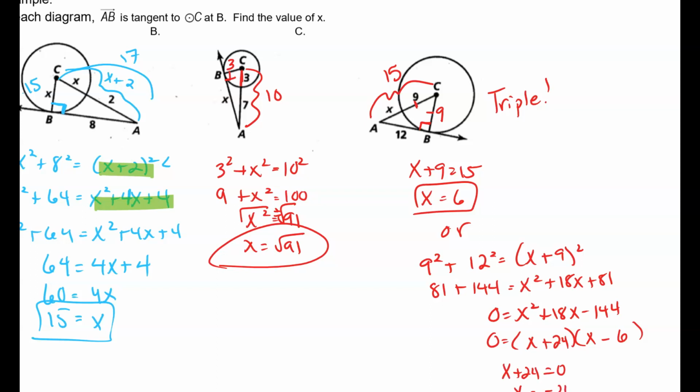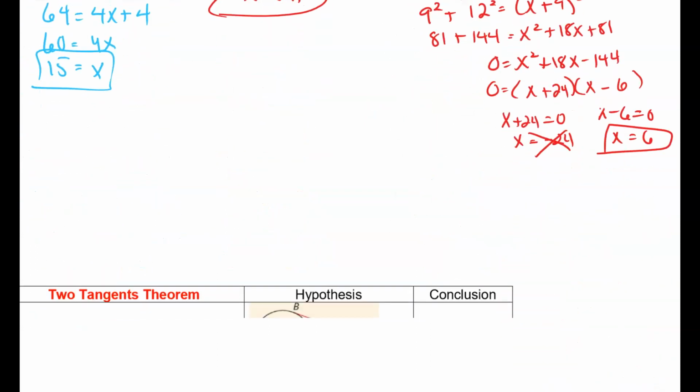x would equal -24. We couldn't have a negative length, right, my friends? And x minus 6 is equal to 0. x is equal to 6. So we could do it the long way. I don't know about you, knowing your triples sometimes pays. Now, just warning you, you might have to factor, so don't forget to use this.